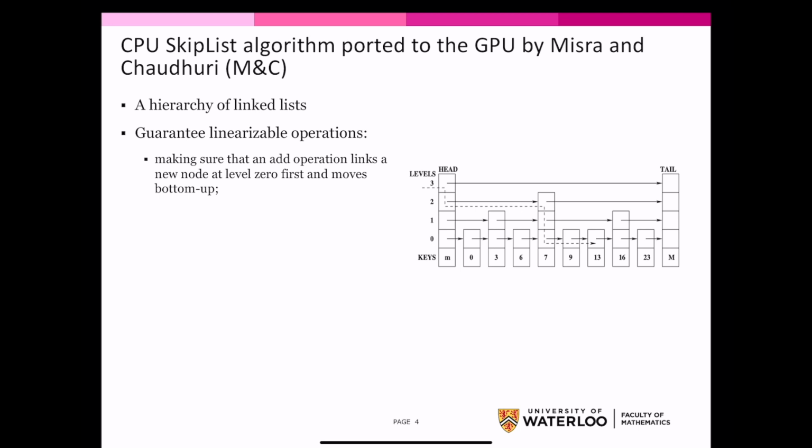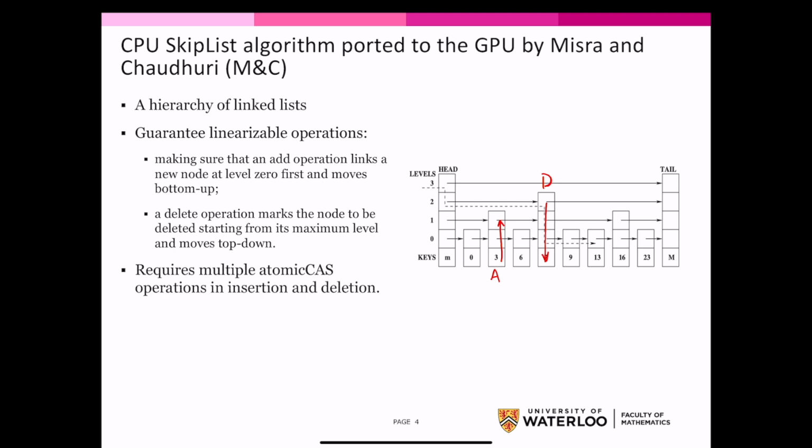First, make sure that the add operation links a new node at level 0 first and moves bottom up. For example, we want to add the key 3 into the skip list data structure. We add it by moving up. Second, a delete operation marks the node to be deleted, starting from its maximum level and moving top down. For example, we want to delete the key 7 from the data structure, and we remove the tower by moving down. As you can see, it might require multiple atomic CAS operations in insertion and deletion.